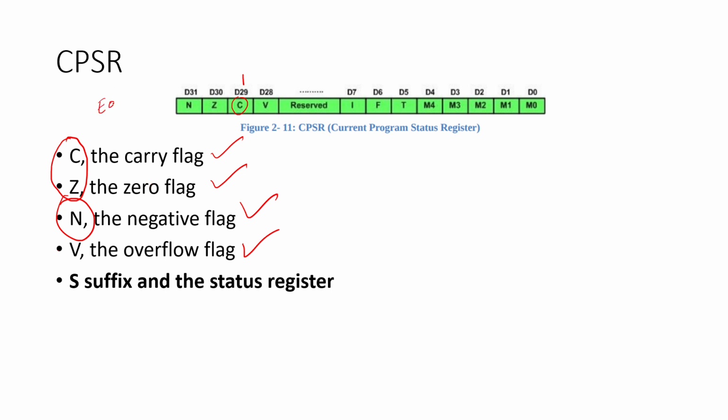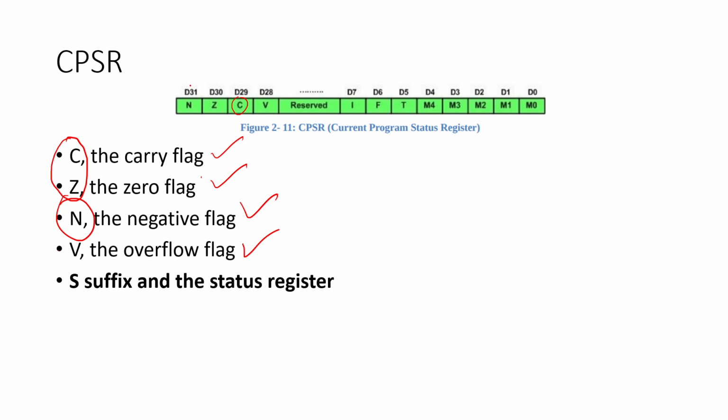For example, if I am doing an exclusive OR operation with R1 comma R1, all the contents of R1 will become 0. Now the zero flag will be enabled. How will the negative flag be enabled? Whenever you are subtracting two numbers and the result is negative, then the N flag will be enabled. The overflow flag will be enabled during the addition of two numbers, where the higher byte overflows from the available memory space of the registers.